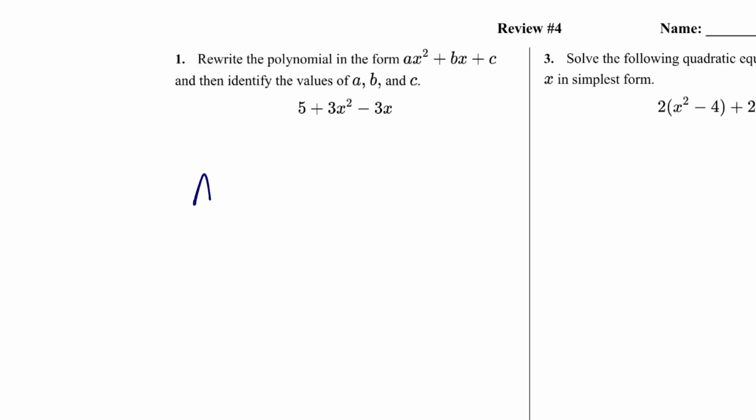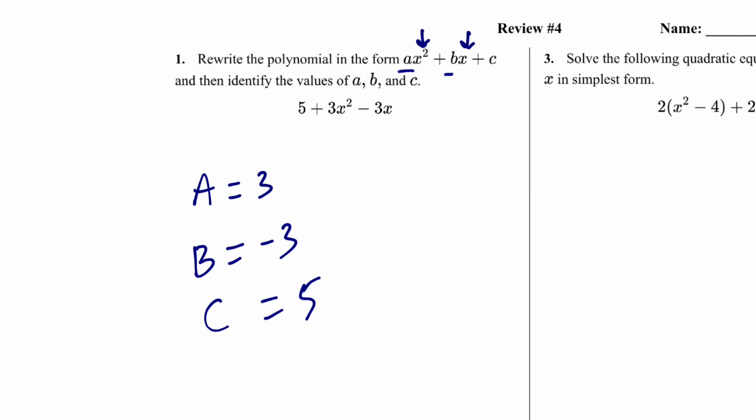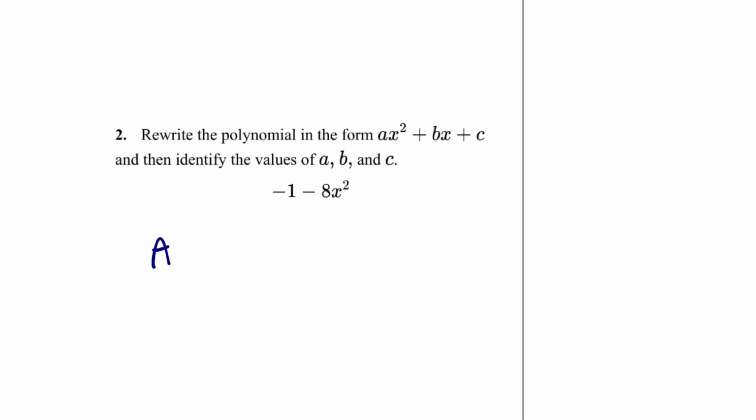This one, they just want to identify A, B, and C. The trick here is that they're not in order necessarily. A is in front of the x squared, B is in front of the x, and C is the constant. So here it's 3, negative 3, and 5. Here A is negative 8, B is 0, because there is no x term, and C is negative 1.